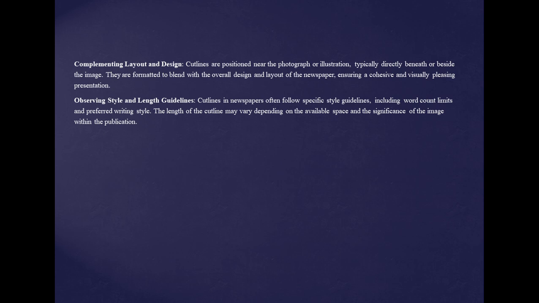Observing style and length guidelines. Cut lines in newspapers often follow specific style guidelines, including count limits and preferred writing style. The length of the cut line may vary depending on the available space and the significance of the image within the publication.